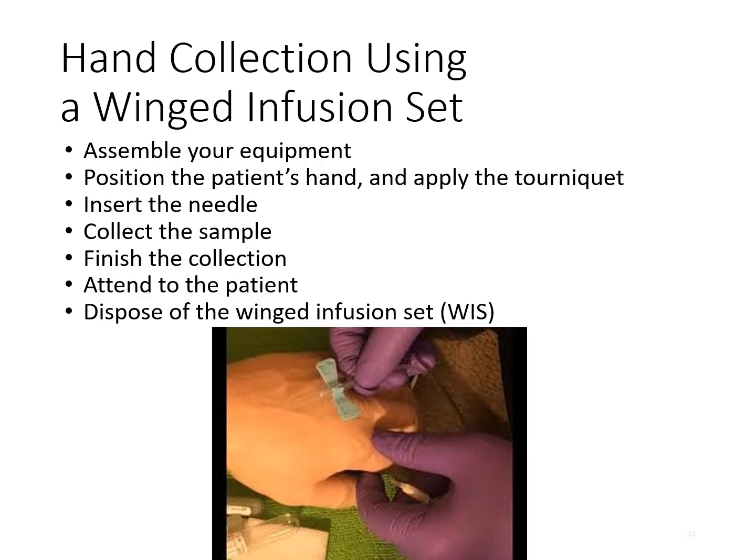All right, for a winged infusion or a butterfly collection in the hand, the procedure can be found in your book and also in this video here on the slide. But you're going to assemble your equipment. You're going to position the patient's hand and apply the tourniquet.